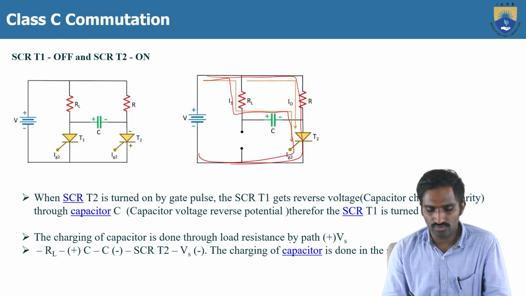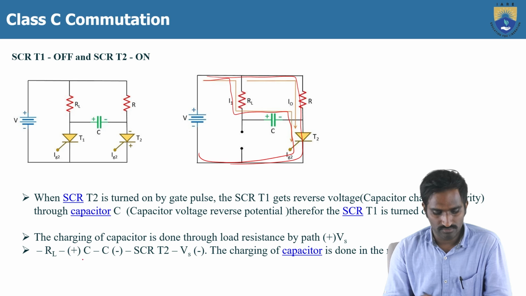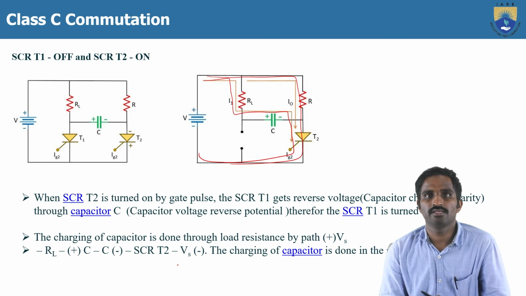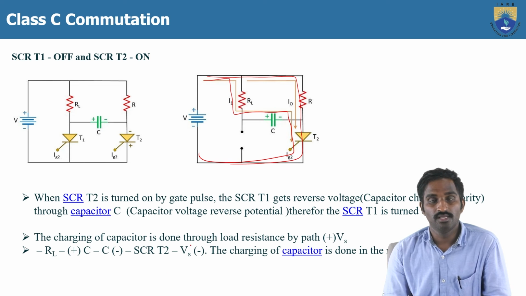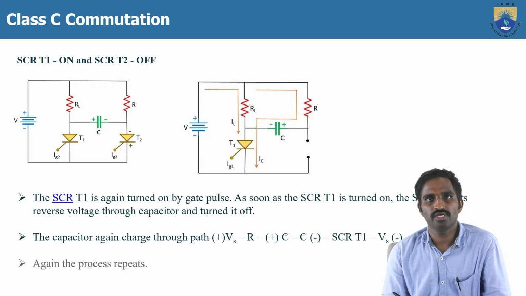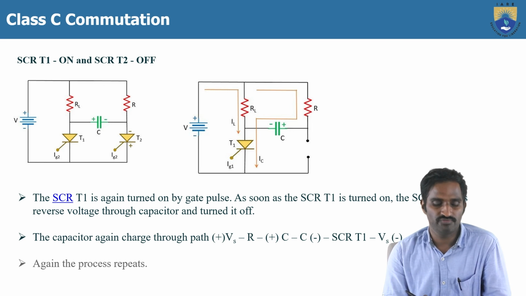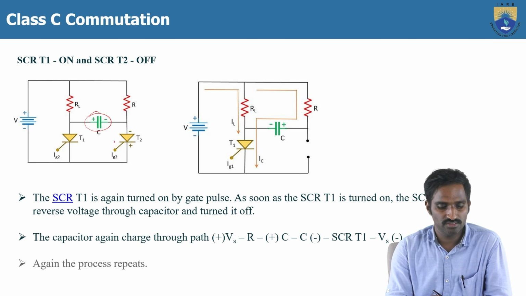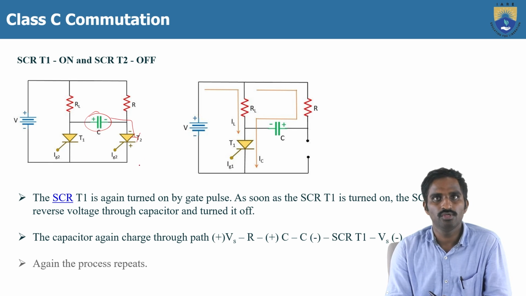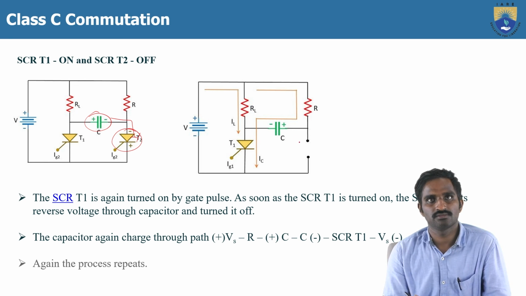The charging of the capacitor is done through the load resistance by the path plus V2 minus RL, RL to C2, the capacitor negative terminal to SCR T2 to Vs. But in this case, the charging of the capacitor is done in the reverse direction. Then again, if you want to turn off the thyristor T2, you have to turn on the thyristor T1. If you turn on the thyristor T1, you can see the terminal polarity has changed. Then the reverse bias is applied across the thyristor T2, so that the thyristor T2 gets turned off. And then again, the process will repeat like this.